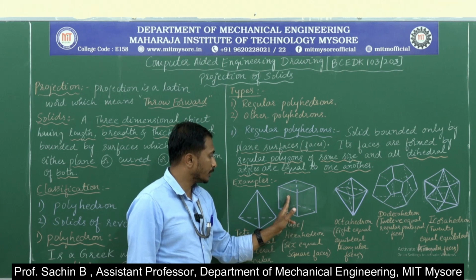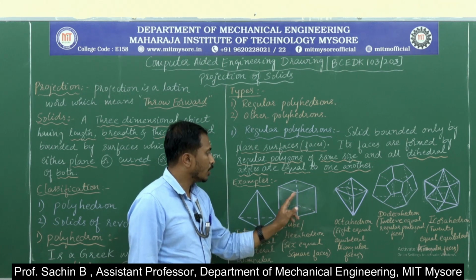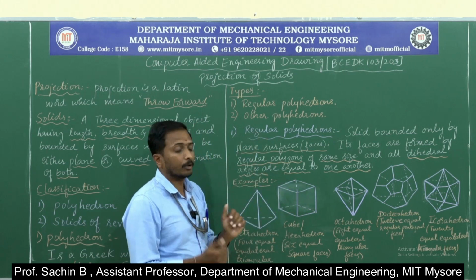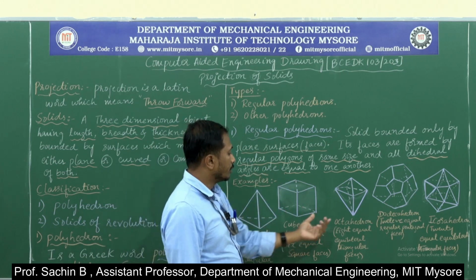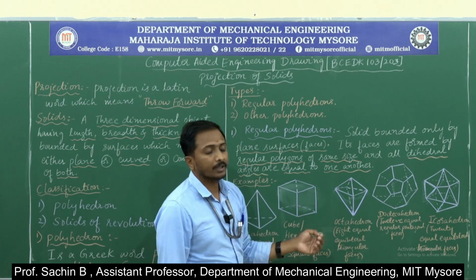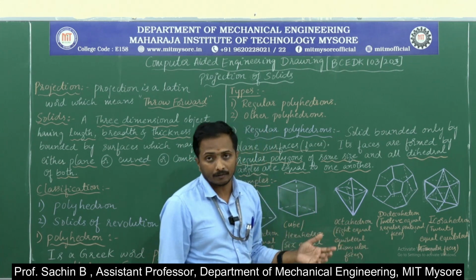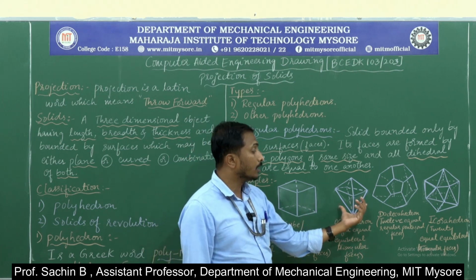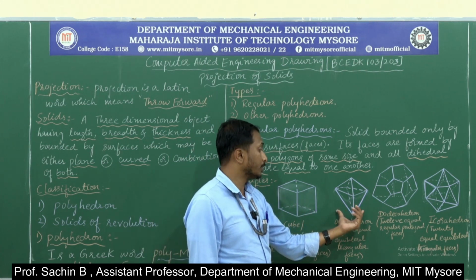Here one face is present, and another face opposite to this face, again the top face and the bottom face. This is about the cube. Next we have the octahedron. When it comes to the octahedron, we have 8 equal equilateral triangular faces.